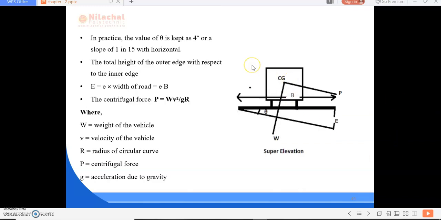In a horizontal curve, we usually provide super elevation. Thank you. This is your second chapter, and now we have completed it. In the next session, we are going to study the third chapter, that is road materials. Okay, thank you.